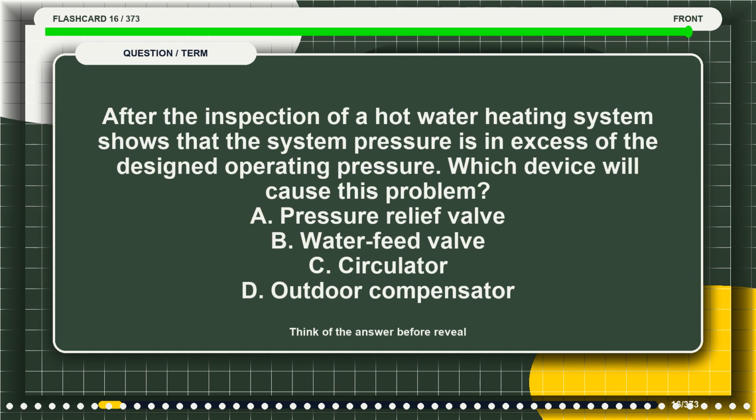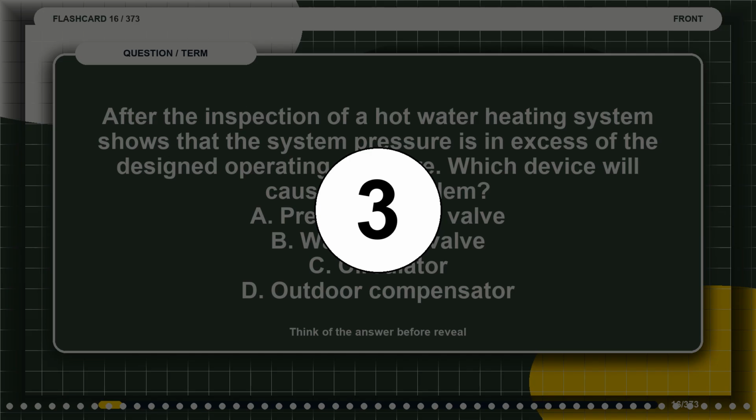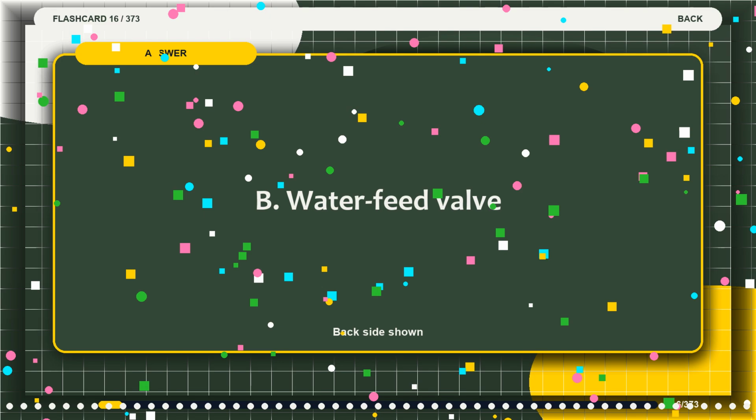Flashcard 16. After the inspection of a hot water heating system shows that the system pressure is in excess of the designed operating pressure, which device will cause this problem? A. Pressure relief valve. B. Water feed valve. C. Circulator. D. Outdoor compensator. Think of the answer before the reveal. The answer is B. Water feed valve.